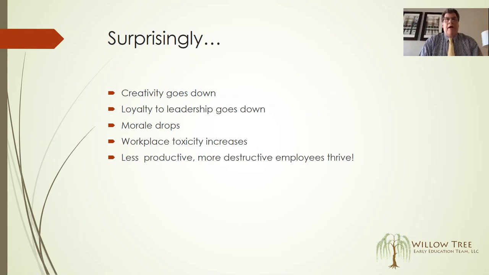We can think that if we tighten down those screws and try to make it so that there are no errors in our programs, and if we add policies, and if we've got layers and layers of monitoring, and checks to our checks and balances to our balances, that we would be more and more foolproof. And surprisingly and counterintuitively, the opposite happens. What we find and see a lot is that creativity goes down, loyalty to leadership goes down, morale drops, workplace toxicity increases, and really interesting to me is that the less productive and more destructive employees are the ones who begin to thrive in those environments. Next slide.